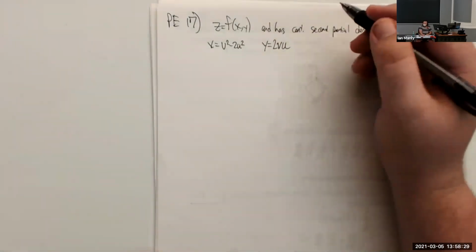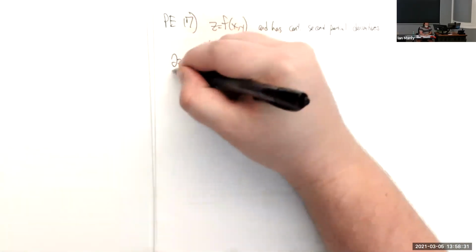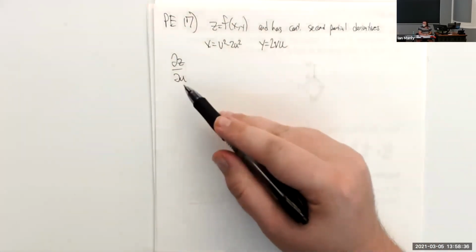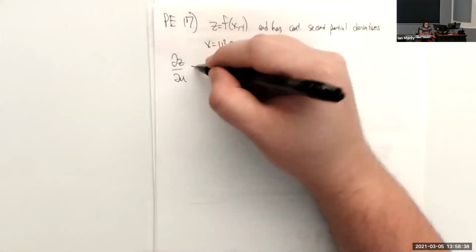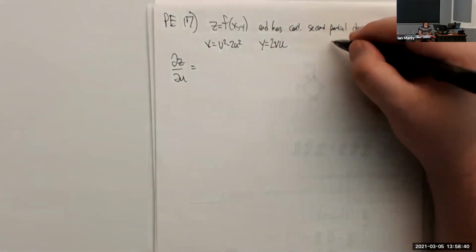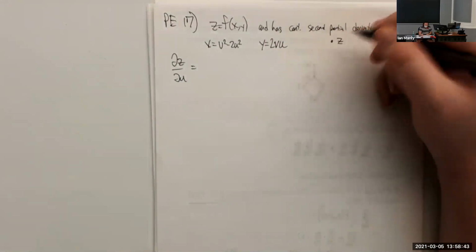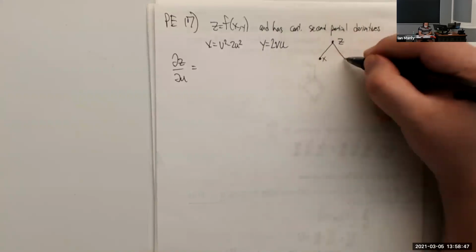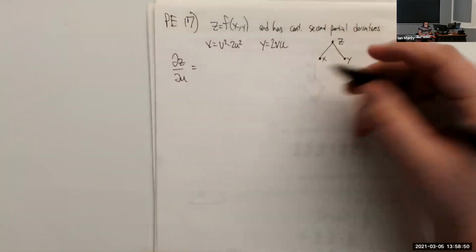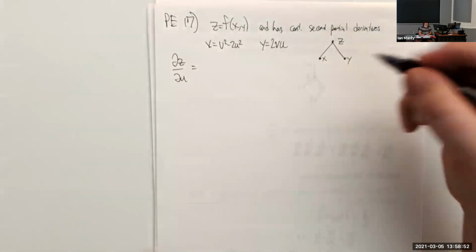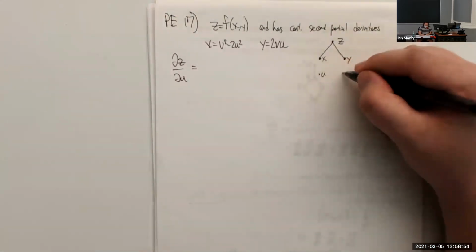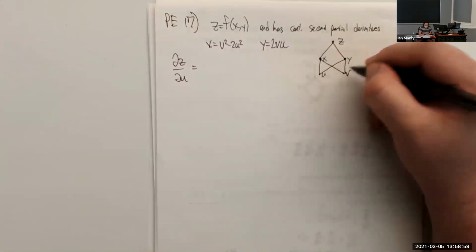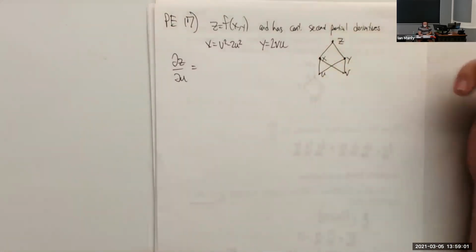So what we want to do is compute 2 things. We want to compute partial z, partial u, and then later on we want to compute partial squared z, partial u squared. All right, so let's draw a tree diagram to see what our chain rule is going to look like. So we have z up on top, and z depends on x and y. And in turn, according to these formulas right here, x and y both depend on u and v. So we end up with like a little bottomless house looking thing right here.